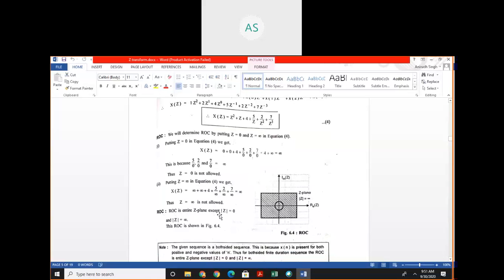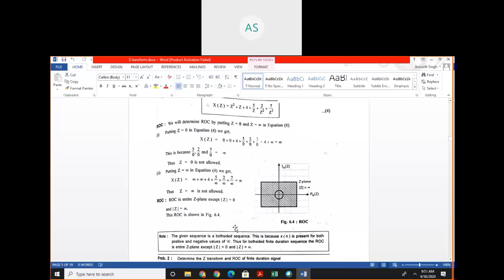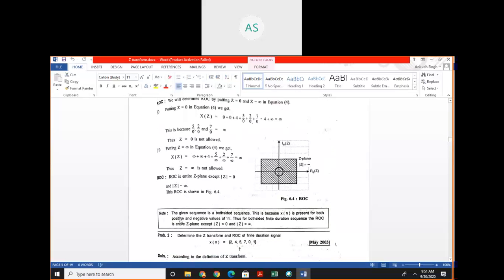Similarly, when we place z equal to infinite, we get infinite plus infinite. It means that we get the value of x of z is infinite. Z equal to infinite is also not allowed. So ROC is entire z plane except mod of z is 0 and when mod of z is infinite. And ROC is shown, mod of z is 0 and mod of z is infinite.